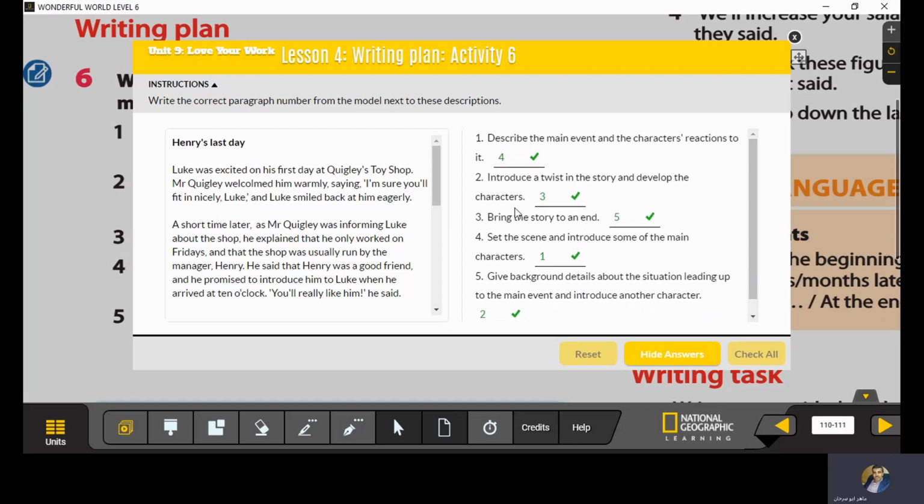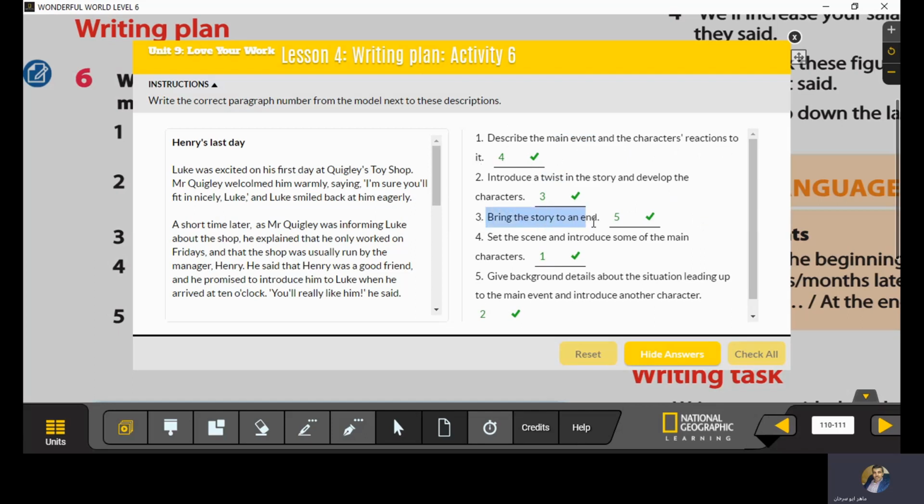Then in our story, we introduce a twist when Luke saw Henry behind the till. So we introduce a twist in the story and develop the characters. Especially when he saw him, he was disappointed because he doesn't look friendly. Then describe the main event. Yes, the main event was the stealing, when he is trying to steal some money. Describe the main event and the characters' reactions to it.